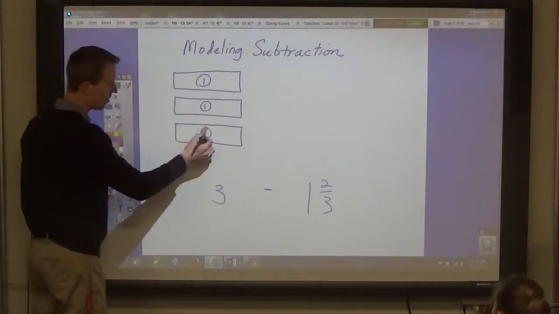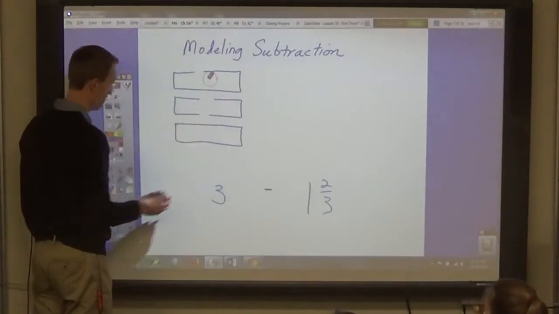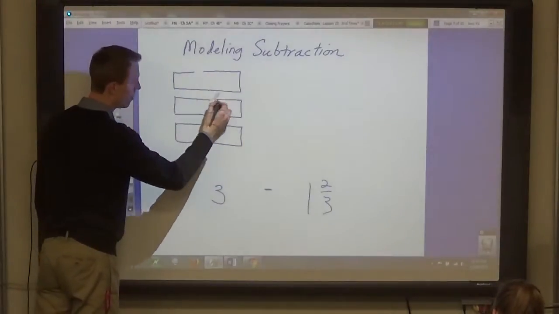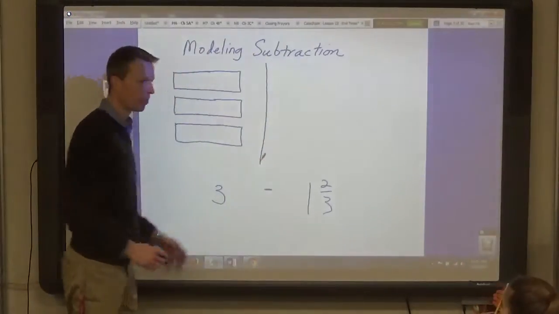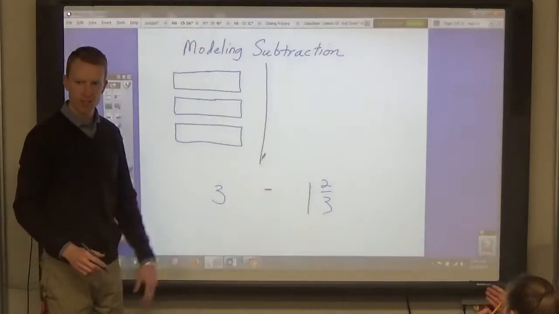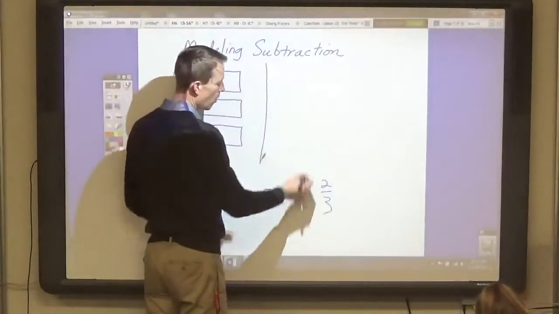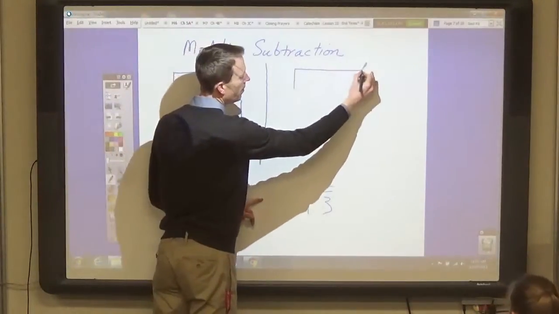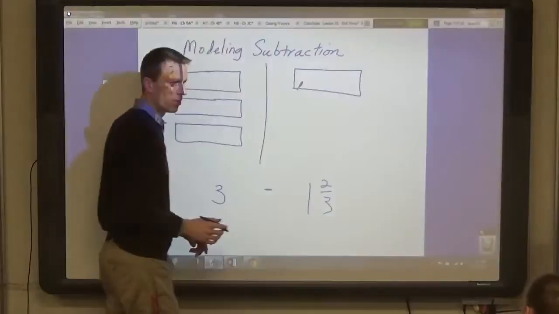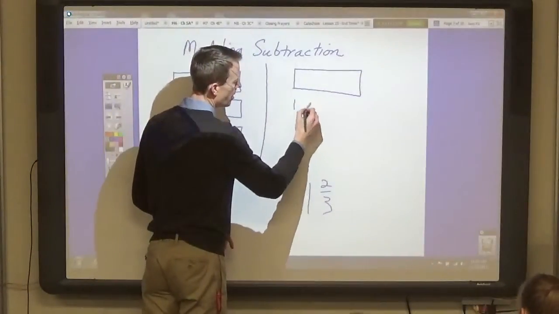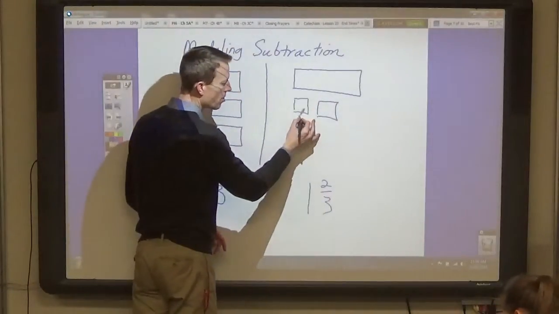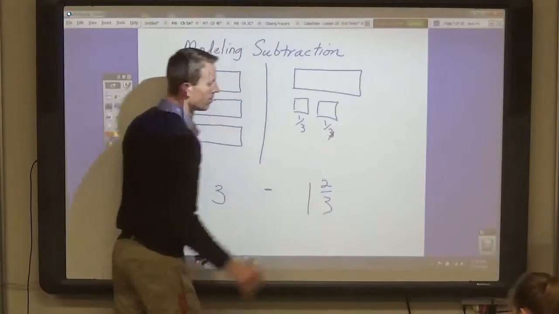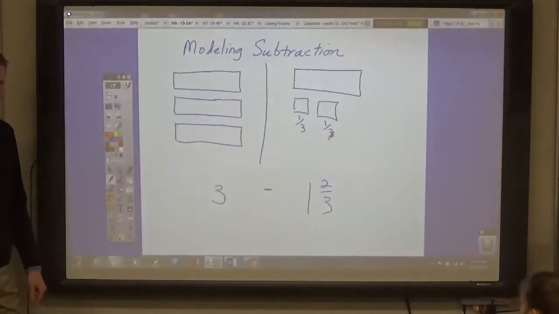Everybody have that? Yeah. I'm going to get rid of this though. Decided not to use that. Now, draw this line that separates, this is the minus, and then this is what we're going to take away. 1 2/3. So we draw 2 little boxes and label each of them a third. So if they're 2/3, you draw that out.